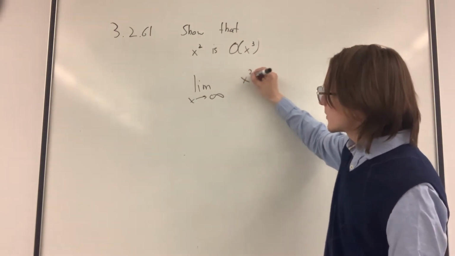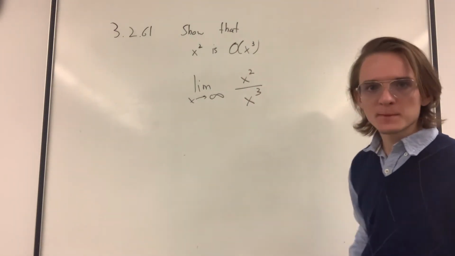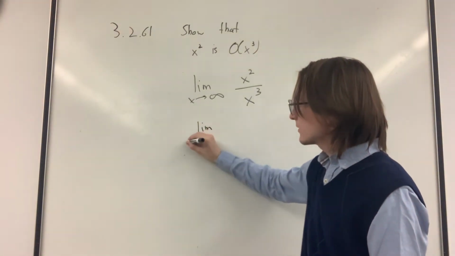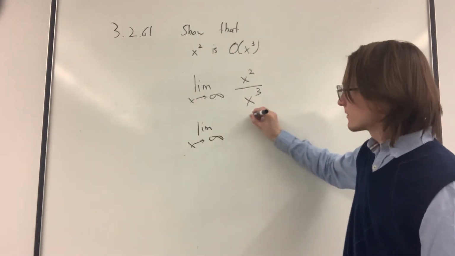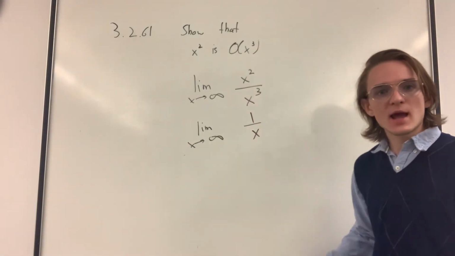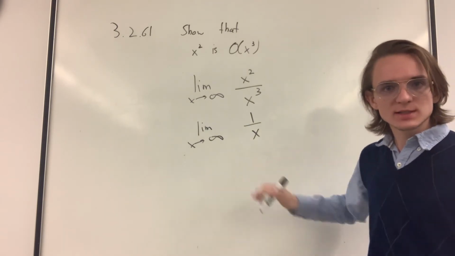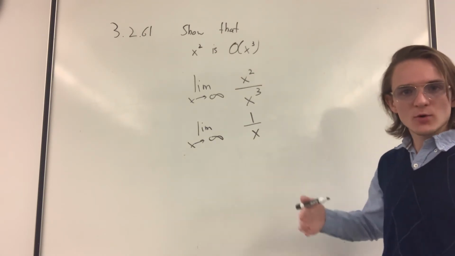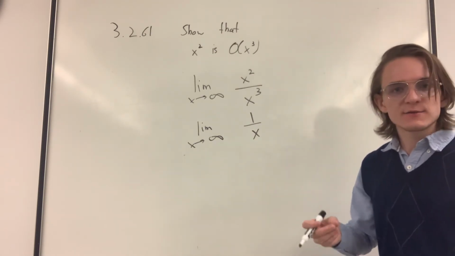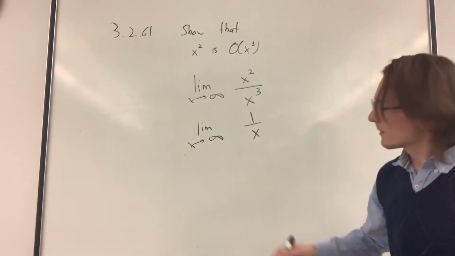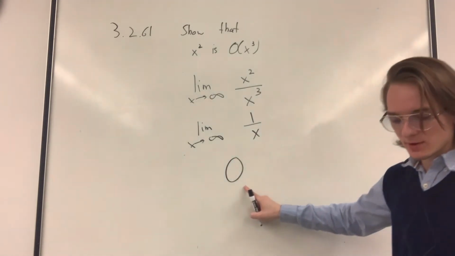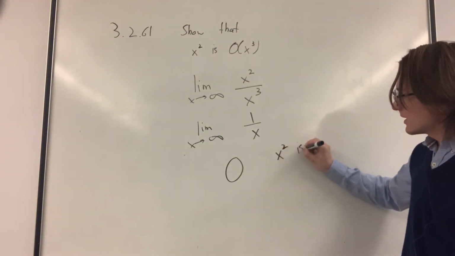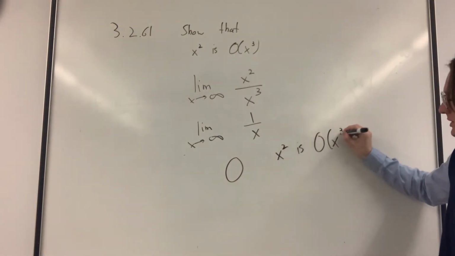So we get x squared all over x cubed. Now from there, we can do some simple algebra, divide out the x's. We get the limit as x goes to infinity of 1 over x. And as x increases and increases, this limit tells us that we're really just saying 1 over infinity. And 1 over infinity gets very, very close to 0. So our final solution is 0. And when our final solution is 0, we're saying that x squared is big O of x cubed.